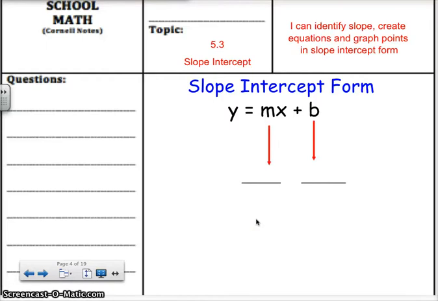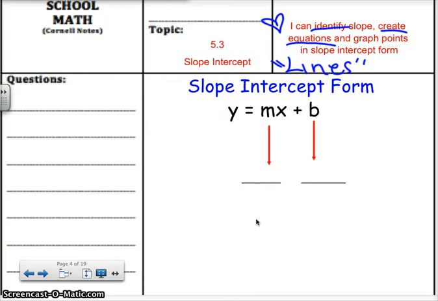Okay, we are moving on to 5.3, which is slope-intercept form. Your learning target today, you're going to be able to identify slope, you're going to be able to create equations, and you're not going to be able to graph points today. So you're going to be able to do those two things. This is all related to lines.